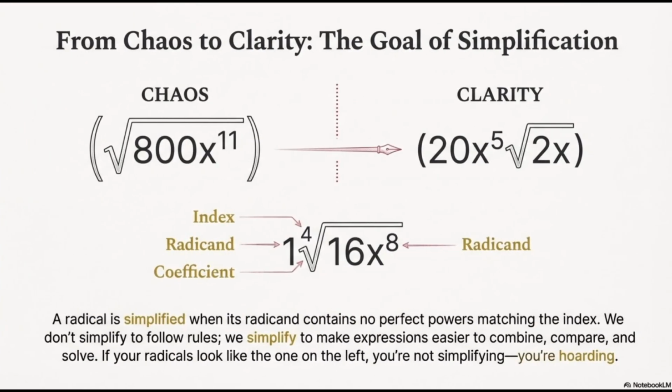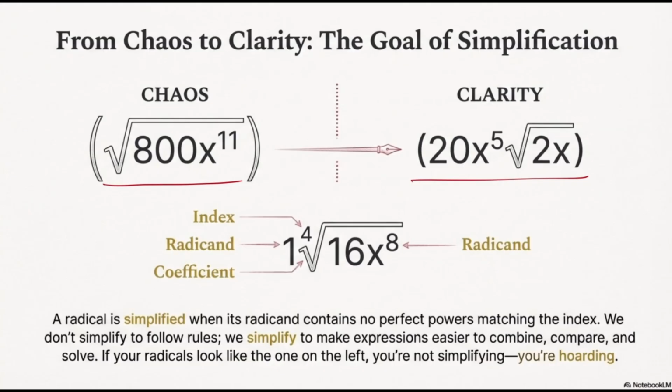The very first thing that we have to know is how we can go from chaos to clarity, and the goal is simplification. It means that for the chaos, I have something like the square root of 800 x to the power 11, and I would like to find a way to convert it to something better, like 20x to the power 5 times the root of 2x. We would like to see how we can do that.